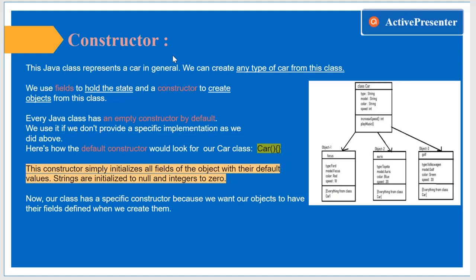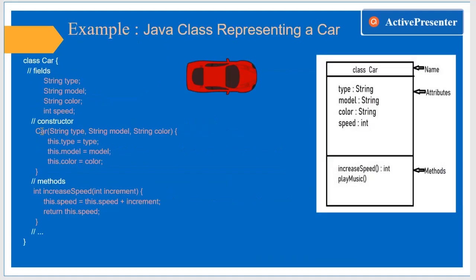Here we see the constructor. Car is a parameterized constructor. The constructor name is the same as the class name, and it has no return type.